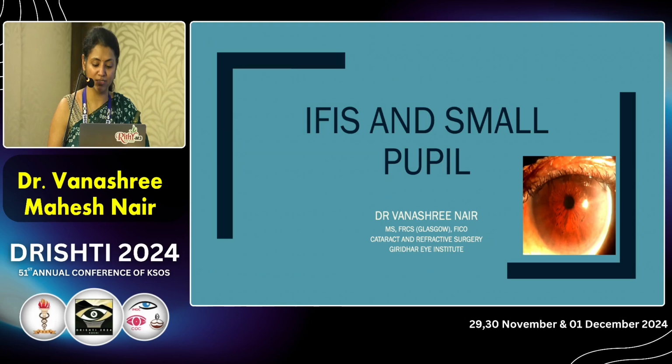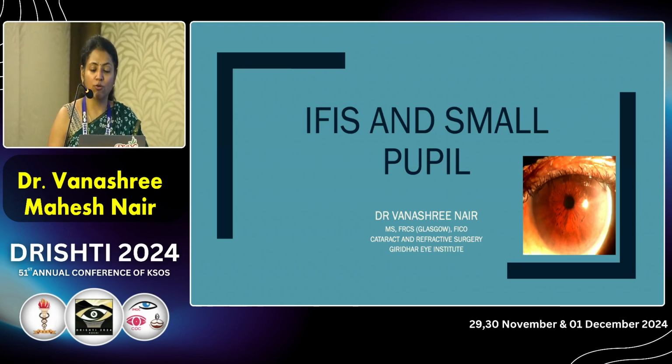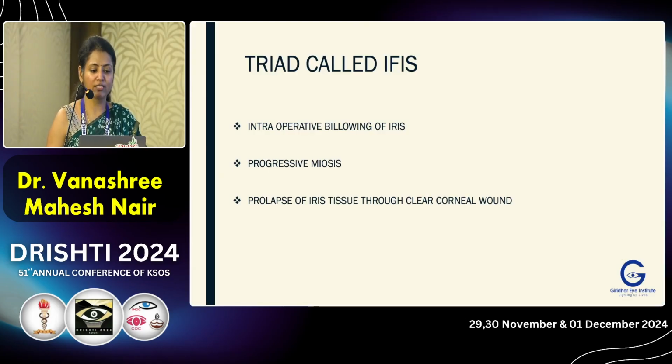I'm talking about floppy iris and the small pupil and how you can safely manage these cases. So let's begin. As we all know, it is a triad called IFIS, where there's intraoperative billowing of the iris, progressive miosis, and prolapse of the iris tissue through the clear corneal wound. There are three grades of IFIS: mild, moderate, severe, and if you have all three, then definitely it's grade 3.